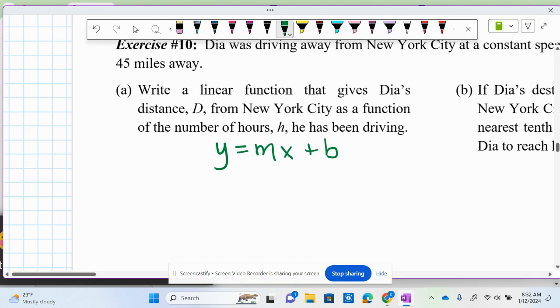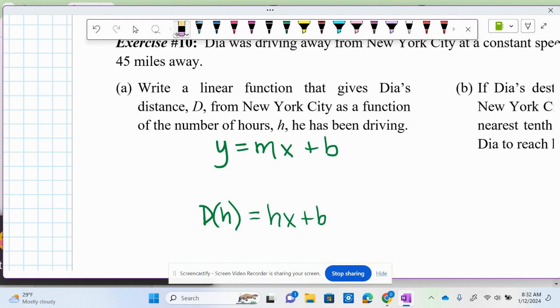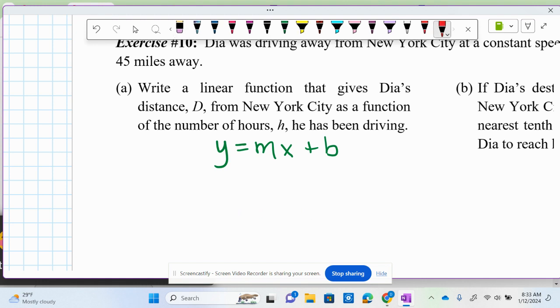And once we write that equation, we're going to replace the y with d of h equals m times h plus b. And I know that looks scary, but let's just write it in the form we know, slope intercept, and then we'll do that translation, okay? So how far away am I from the city when I start? Yeah, that's my b value. That's my starting or initial value.